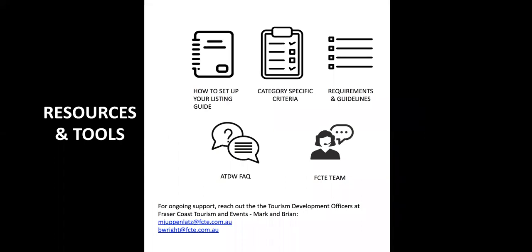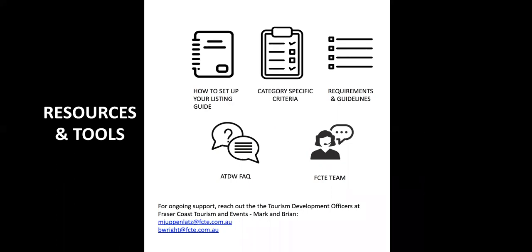So finally, we've got some resources and tools that we'll be sharing with you from the follow-up from today. So there will be the recording of the session. You'll also get a link to a document about how to set up your listing, which is a real step-by-step document that we've created that goes through in real detail for you about how to load that listing onto ATDW, covers what we've talked about today and some more. We'll get you the links to the specific category criteria so you can decide where your product sits and what category you should be listing under, and also the specific guidelines for ATDW, any requirements and the guidelines for loading of things there as well, and the links to the ATDW FAQ section if you've got questions as you go.